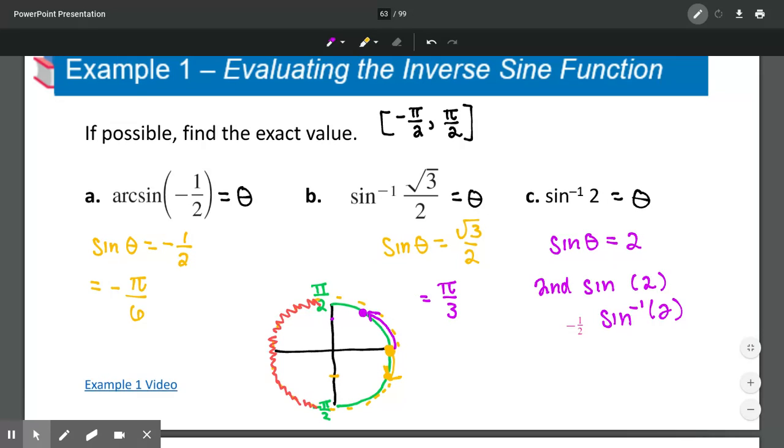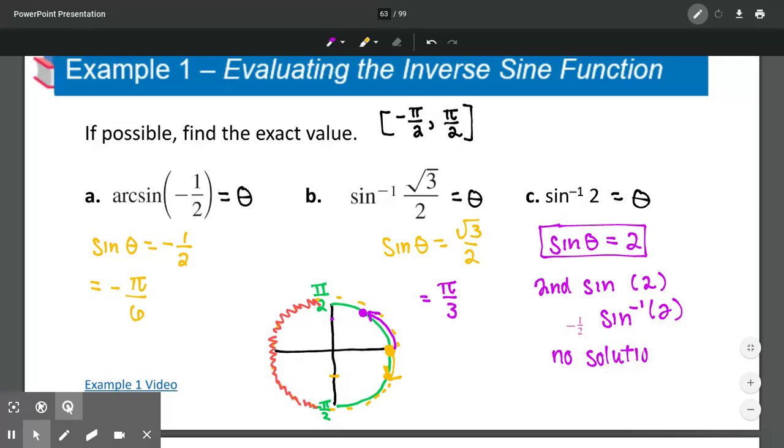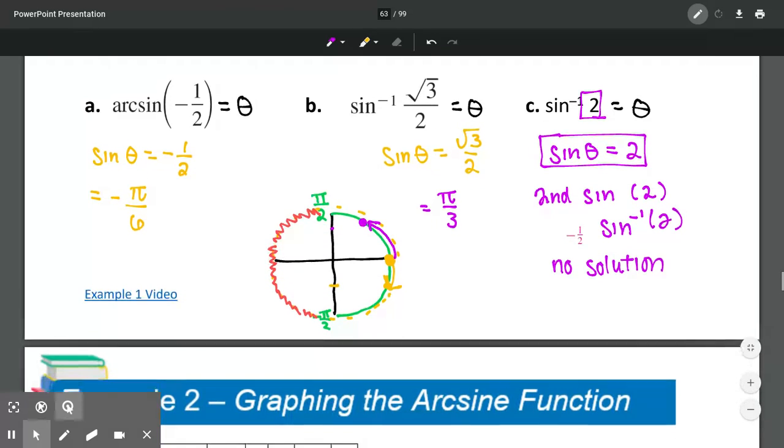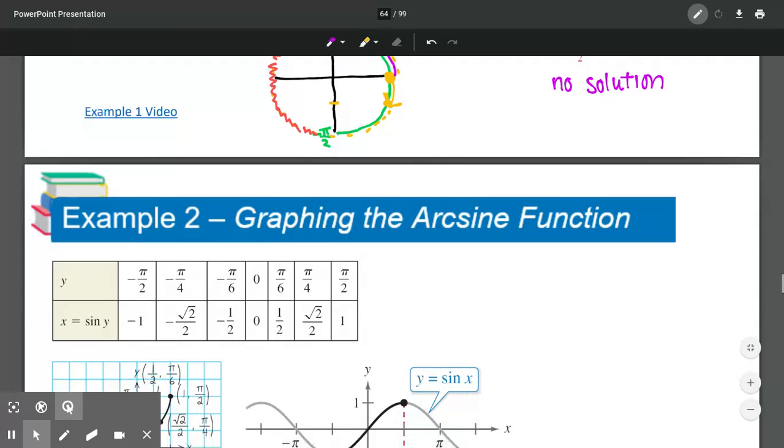And the reason that you get an error is because there's no place on your unit circle where the sine will equal 2. We know that on our unit circle, the sine can only equal a maximum of 1. So this has no solution. If we're trying to take the inverse sine or inverse cosine of a number greater than 1, it's not going to work because the values don't go beyond 1 in your unit circle.